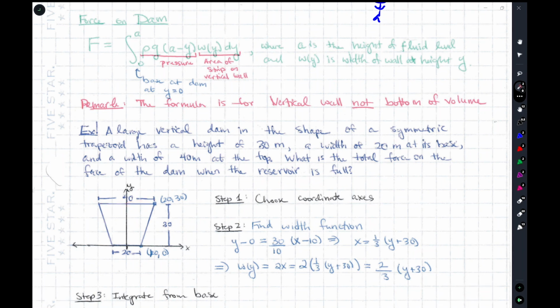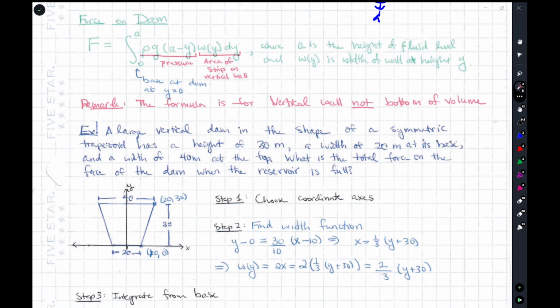We're going to choose a coordinate axis here, and we're going to put the base of the dam at y equals 0. And we're going to place this symmetric about the y-axis, so the face of the dam is symmetric about the y-axis. That just makes computing the width easier. So we're going to find the width function. And notice here we have two different lines: one has a positive slope, the other one has a negative slope.